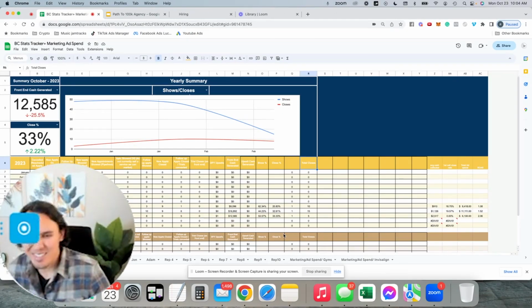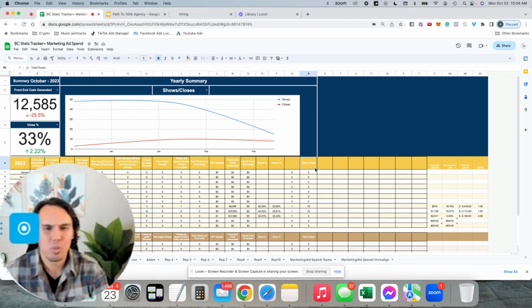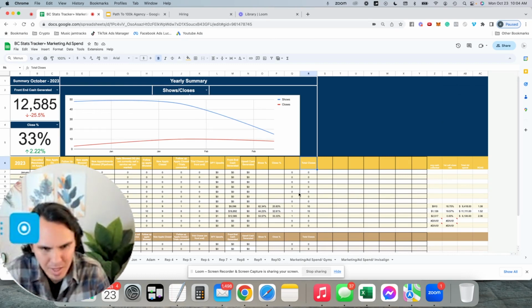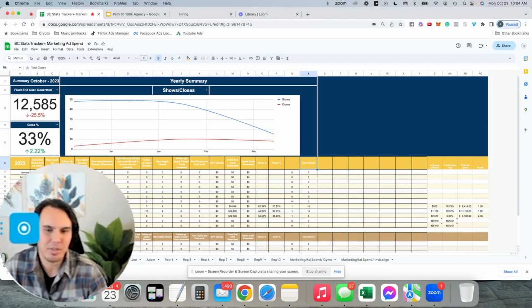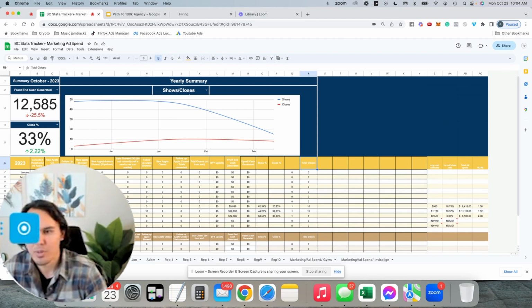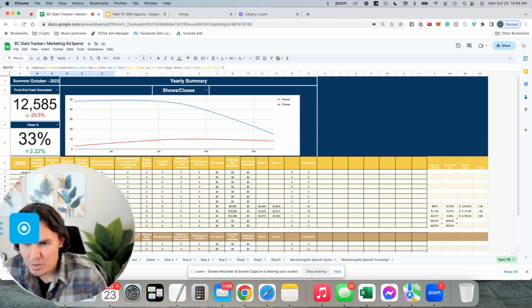All right, let's dive into the numbers here. We will start with total closes. How many closed deals based on each month? And we started this in August, really deciding to scale to 100K. So I really started implementing, strategizing how do we get to 100K a month in August. And we started tracking in August.